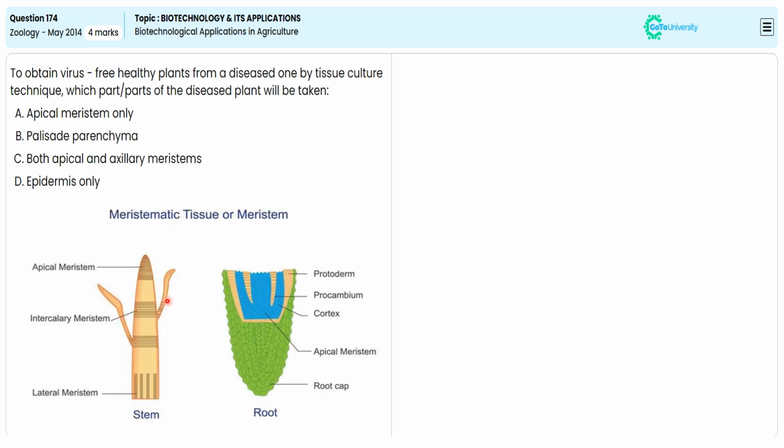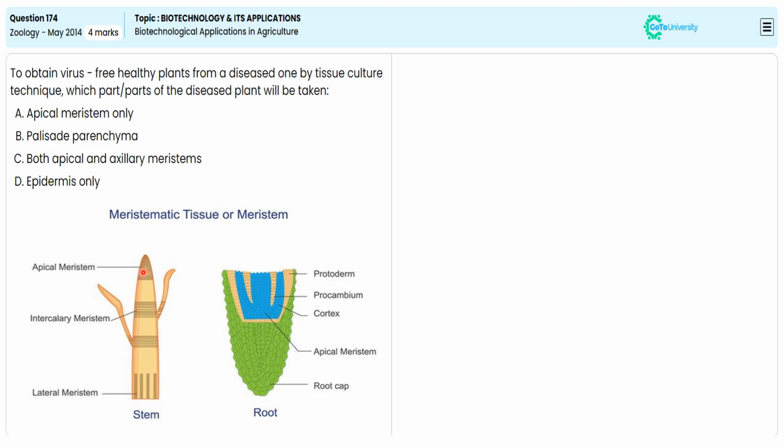zone. In the given picture, the apical meristem is existing at the shoot tip. Intercalary meristem is present exactly in the middle segment, unlike lateral meristem. Lateral meristem is responsible for the axillary bud development, whereas the apical meristem is responsible for the apical tissue development, in the sense of making the apical flower.